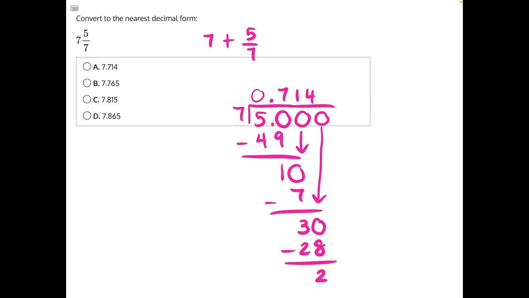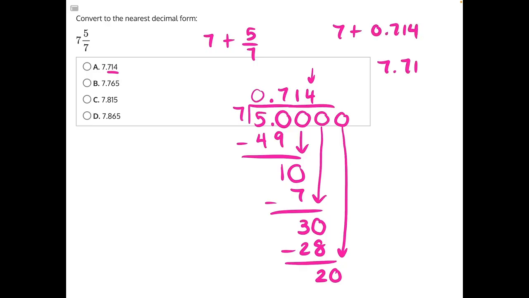Now at this point, you would keep adding zeros until you finally got a number that went in, a multiple of 7 that went in with no remainder whatsoever. However, our answer choices only go to 3 decimal places, so that is as far as we need to go. So our final answer can be 7 plus 0.714 or 7.714, making answer choice A our correct answer.